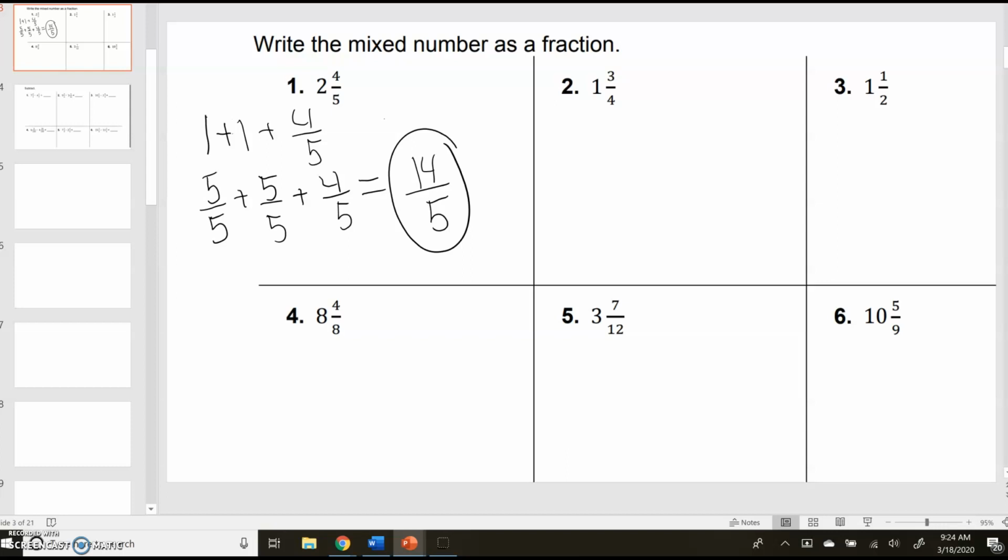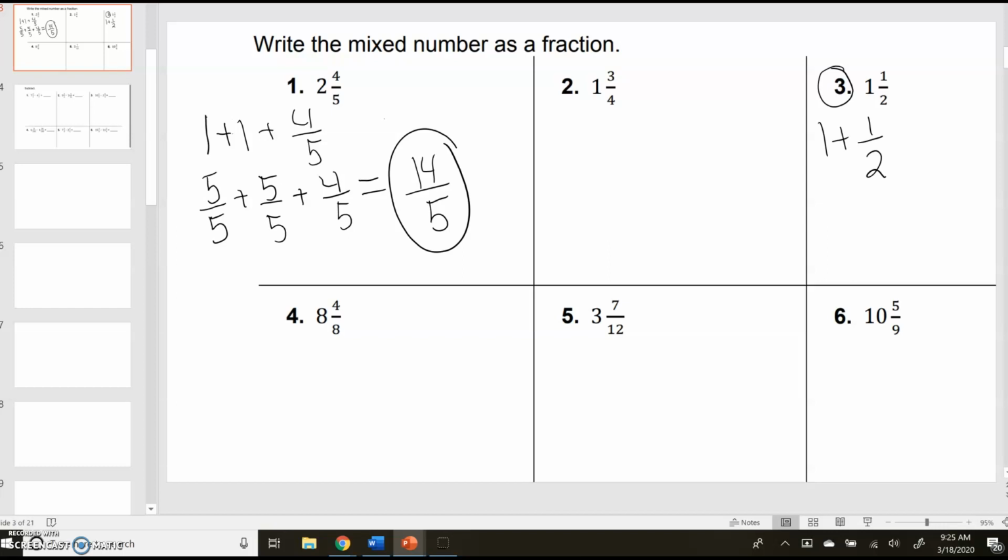Let's do number 3. Stick with our odd numbers, okay? All right, so we're dealing with 1 and 1/2. And again, think of this as 1 plus 1/2, okay? And I'll kind of stick with the method that I just did. We could say, okay, 1 and 1/2.